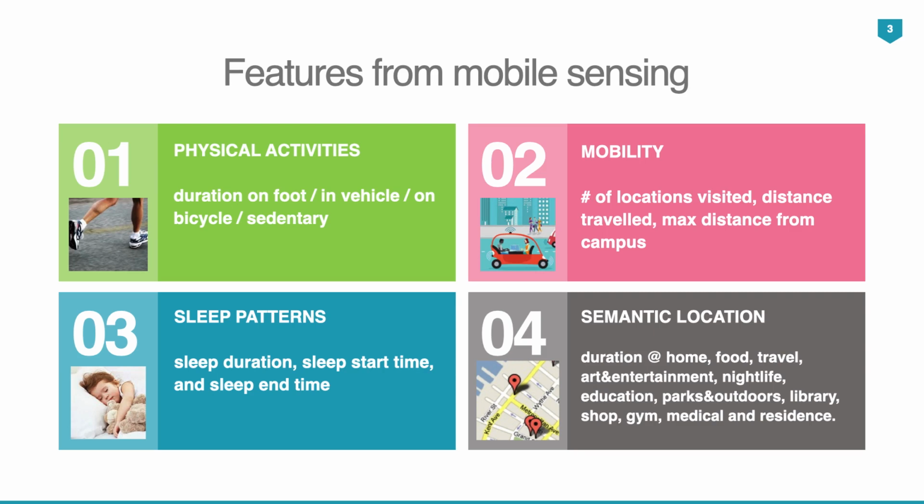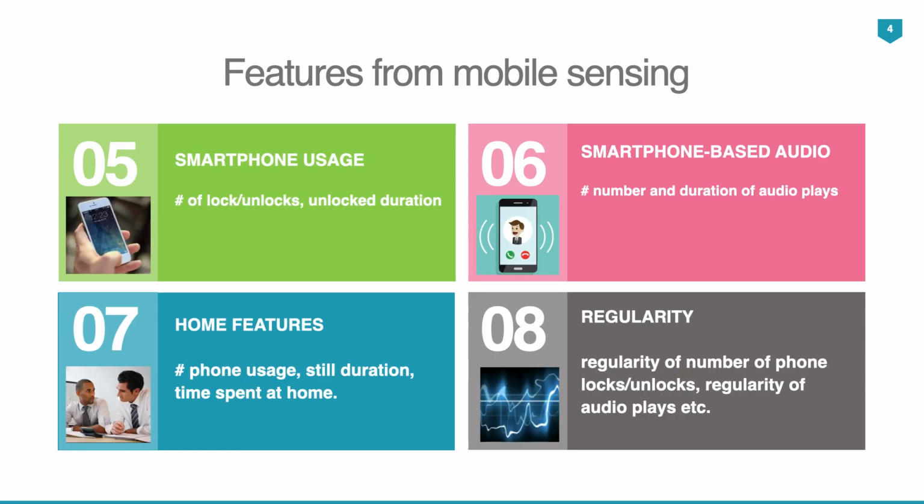Specific to mobile sensing, our sensing app collected a wide range of behavioral passive sensing data from the phone, from both iOS and Android phones. So we compute features on a daily basis, including physical activities, mobility, sleep patterns, and semantic location. We assign semantics to places where participants visit based on a third-party API. We also calculate smartphone usage and smartphone-based audio.